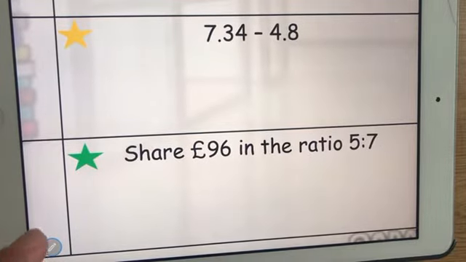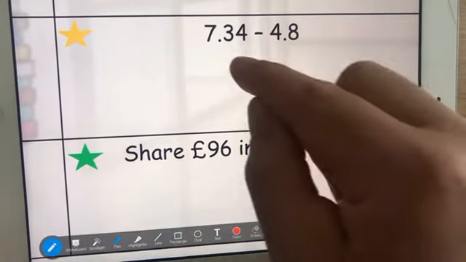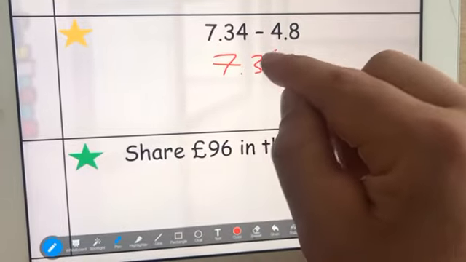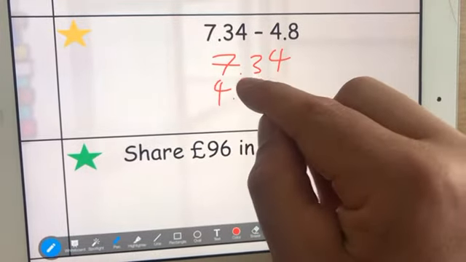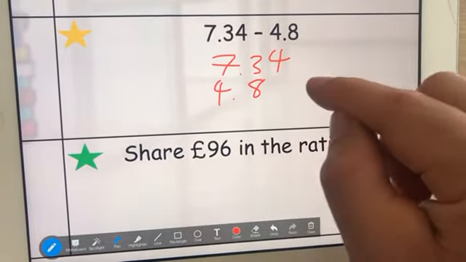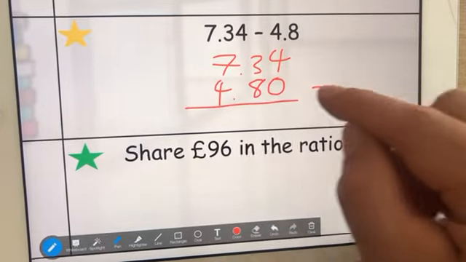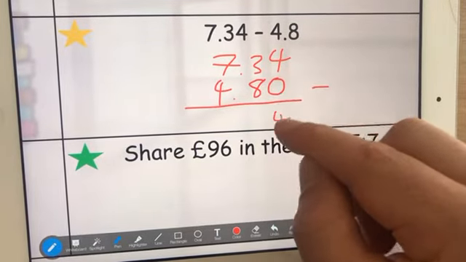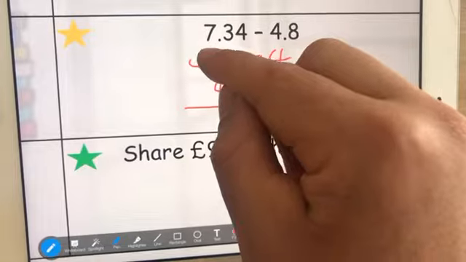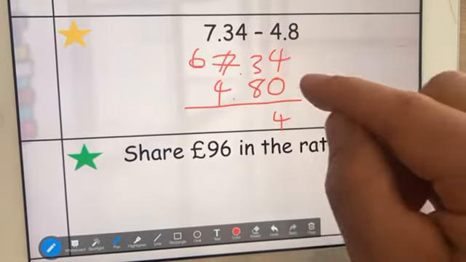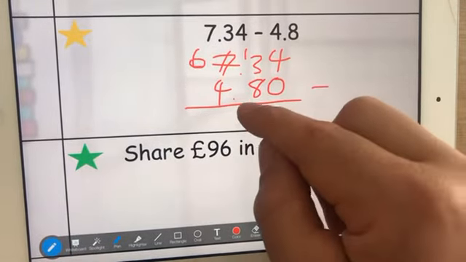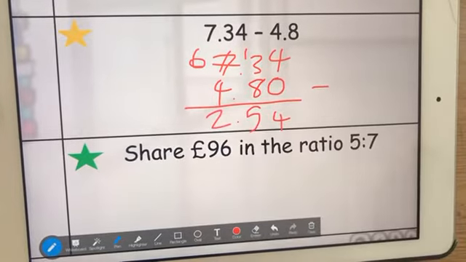Middle one, 7.34 take away 4.8. Make sure you line up your decimal points correctly. Any gaps, fill them in with a 0. 4 take away 0 is 4. 3 take away 8, I can't do it, so I'm going to borrow, change that into a 6, and turn that into a 13. 13 take away 8 is 5. 6 take away 4 is 2. My answer is 2.54 for 2 points.